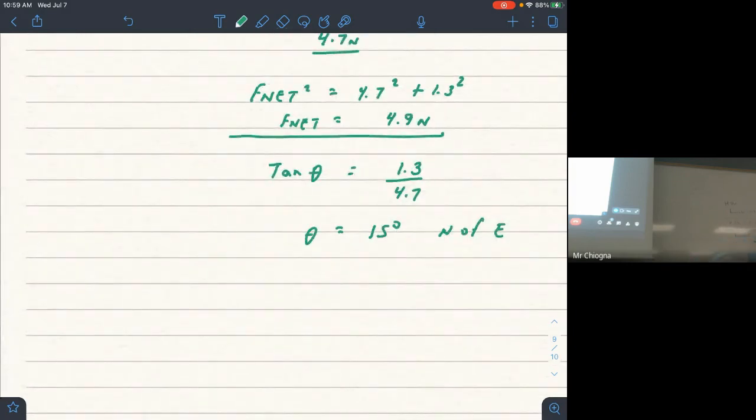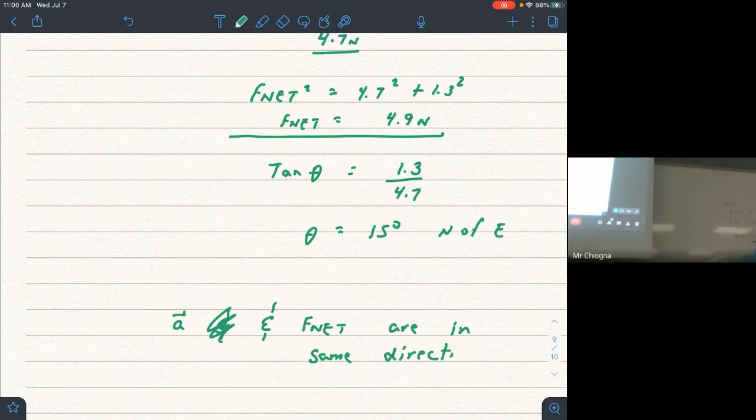Net force is used. Remember, one of the key points, remember acceleration and net force are in the same direction. Remember, with acceleration, you have to mention the direction as well, unless they ask you for the magnitude. If the question is what's the magnitude, just give the positive value.